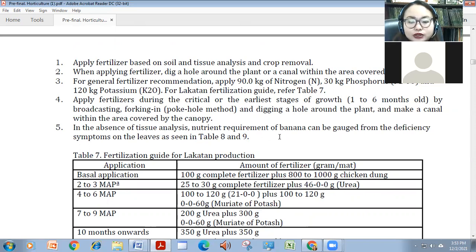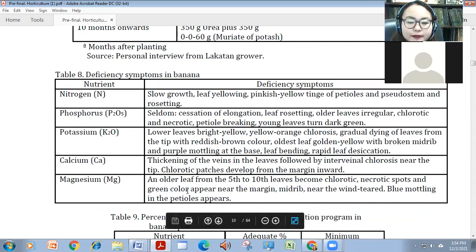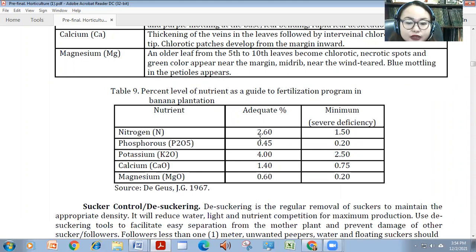Without tissue analysis, nutrient requirement pwede siyang makita sa deficiency symptoms sa leaves. So here are the deficiency symptoms of the leaves. Pag nitrogen, slow growth, pandak siya, yellowing of leaves, and so on, rosetting. And for phosphorus naman, meron din siyang chlorosis or necrosis and dark green. Potassium naman, meron siyang purple mottling, chlorosis pa din. For calcium, thickening yung veins ng leaves and intervenal chlorosis at chlorotic patches. And for magnesium, very indicative 5th to 10th leaves become chlorotic or necrotic spots. So ito yung mga present level naman ng nutrients na ibig sabihin adequate pa siya pag nasa level ng 2. Pag 1.5 meaning minimum na siya, severe deficient na siya, and so on.